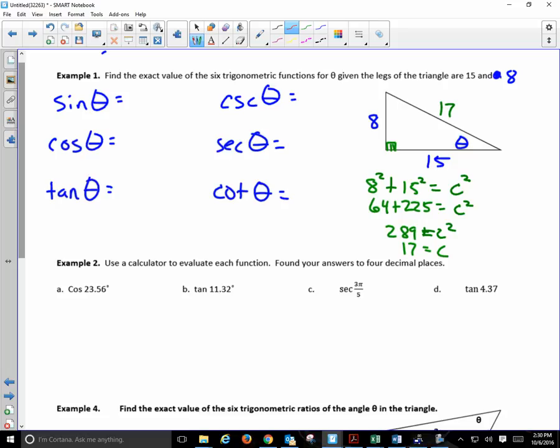So, can you give me a ratio for sine? A ratio for sine. What is my opposite side? 8. What is my hypotenuse? 17. So sine will be 8 over 17. Cosine in terms of opposite and adjacent and hypotenuse is adjacent over hypotenuse. What's your adjacent side? 15 over hypotenuse, which is 17. In terms of opposite, adjacent, hypotenuse, what is tangent? Opposite side is 8, adjacent is 15.